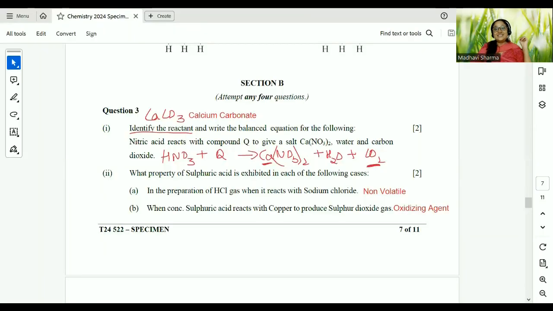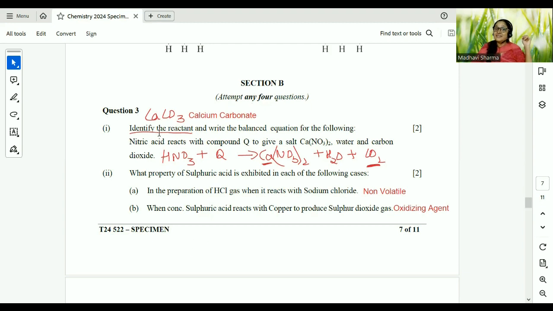Okay, so this is section B, children. I have already solved it with my students, and now I am putting it on YouTube for all of you. Section B, attempt any 4 questions, but we will be attempting all the questions.